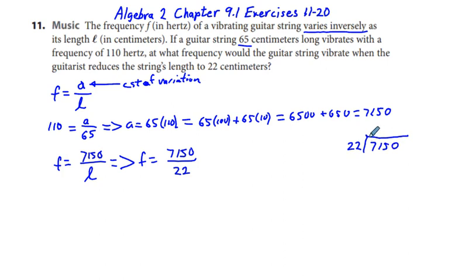How many times is 22 going into 7? None. How many times is 22 going into 71? Well, that's going to be 3 times. 3 times 22 is 66. 71 minus 66 is 5. And we bring down this 5. How many times does 22 go into 55? Twice. 2 times 22 is 44. 55 minus 44 is 11. Bring down the 0. How many times does 22 go into 110? 5. So our answer is going to be, our frequency is going to be 325 hertz. I'll put Hz.